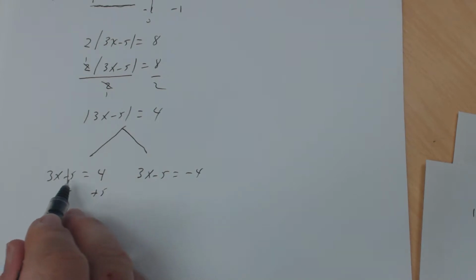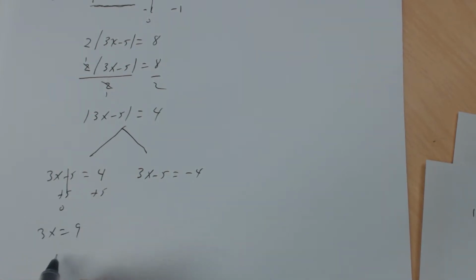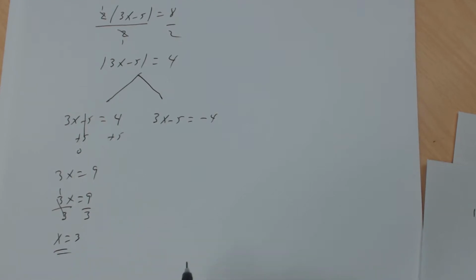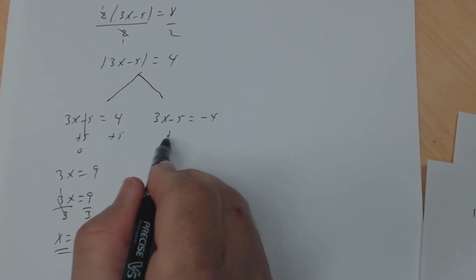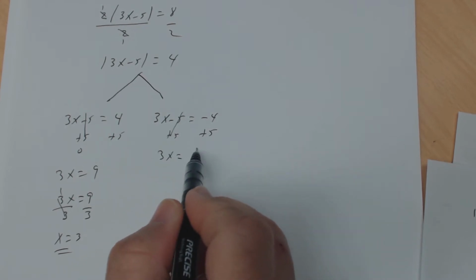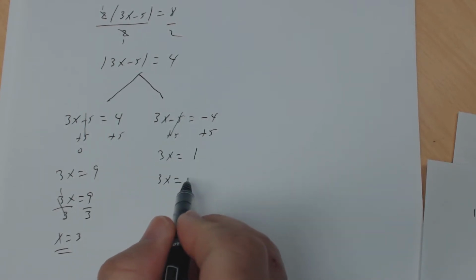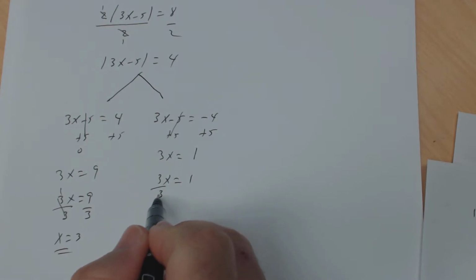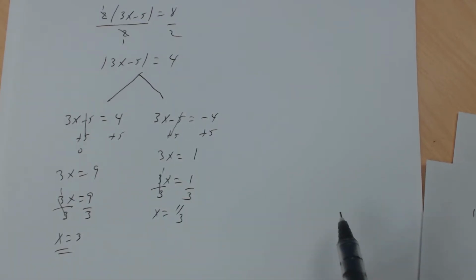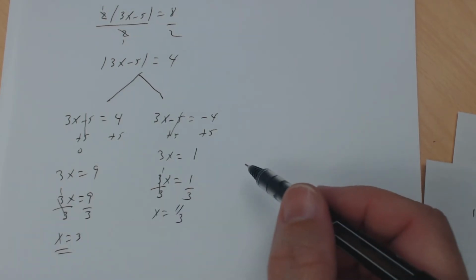So when I combine like terms, I get 3x equal 9. And so if I get x by itself, divide both sides by 3, I get x to be 3. Okay? Over here, add 5 to both sides, I get 3x equal 1. If I get x by itself, I'm going to go ahead and divide both sides by 3, I get x to be 1/3. All right? Now, both of those are solutions.